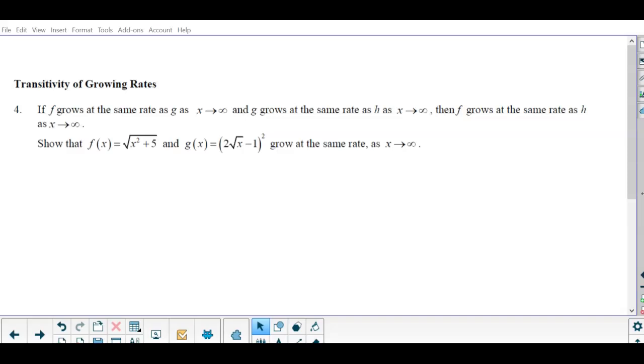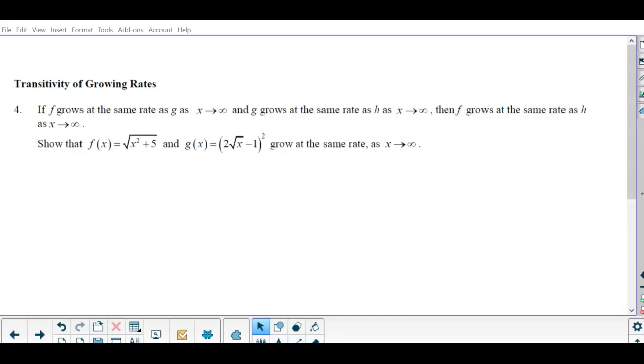Okay, last question. So, our property anyway, and then a question. If f grows at the same rate as g, as x goes to infinity, and g grows at the same rate as h, as x goes to infinity, then f has to grow at the same rate as h as well. Okay, so it's the transitivity of growing rates. So transitive property. So sometimes you might want to use this because maybe you have a function, like an easy function that you can compare both to without doing the limit of the ratio of both of them.